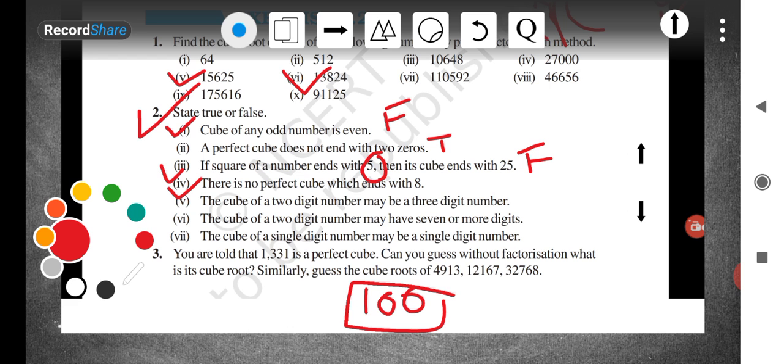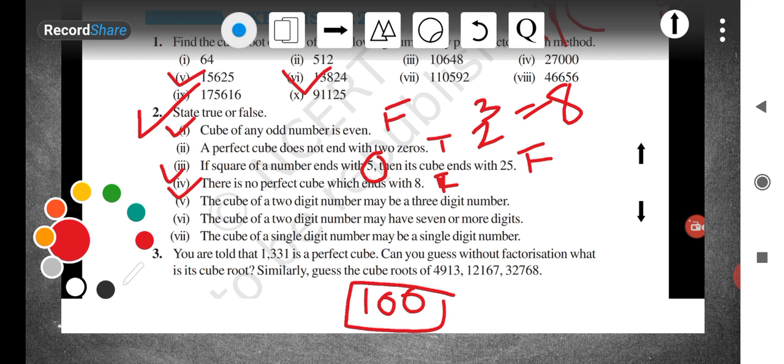False, because if you find the cube of 2, then we get 8. That means 8 can be a number, isn't it? 8 can be a number. So 4 will also be false. Okay, 4 is also false. Now the cube of a 2 digit number may be a 3 digit number.